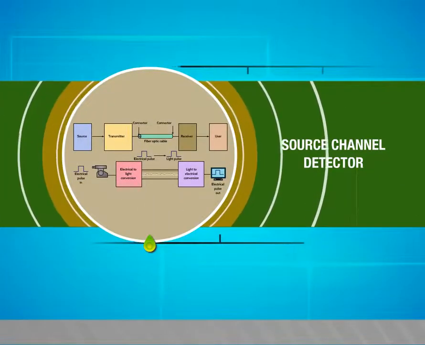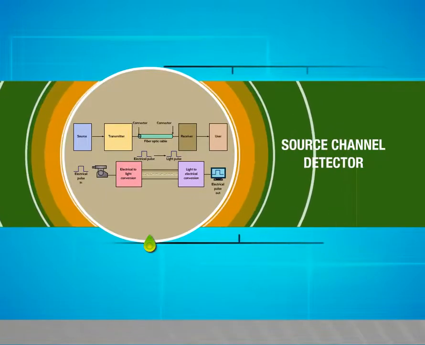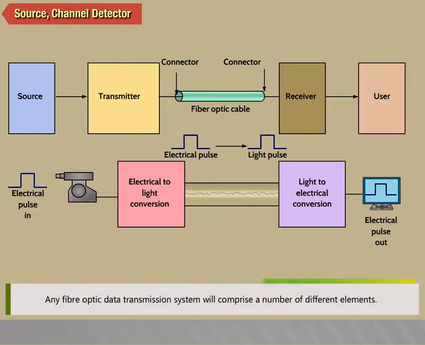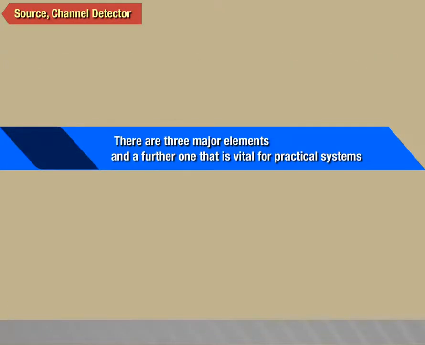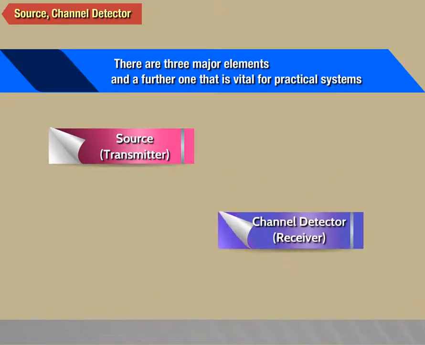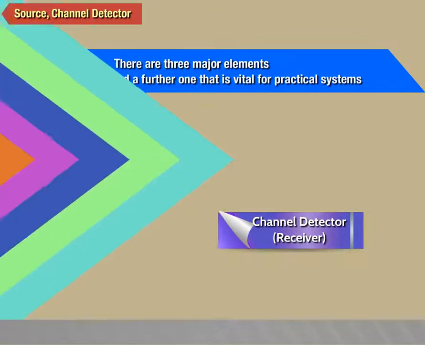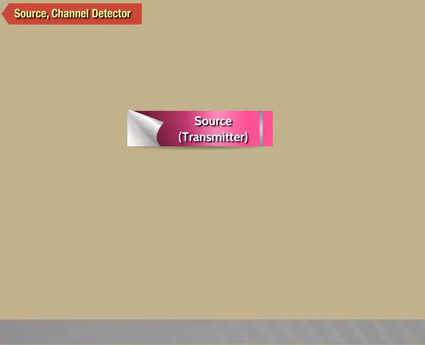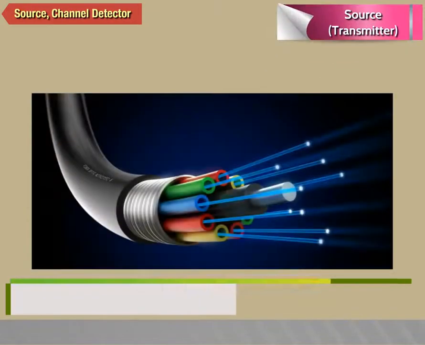Source channel detector. In this video, we are going to see about source channel detector. Any fiber optic data transmission system will comprise a number of different elements. There are 3 major elements and a further one that is vital for practical systems. Source, that is transmitter. Channel detector, that is receiver.